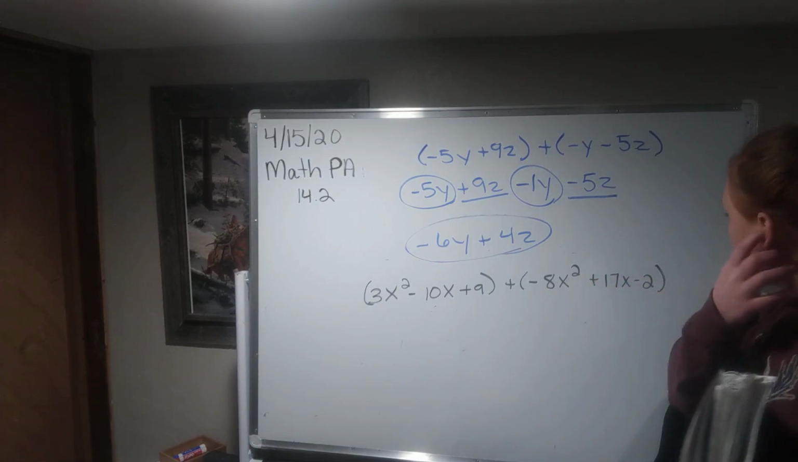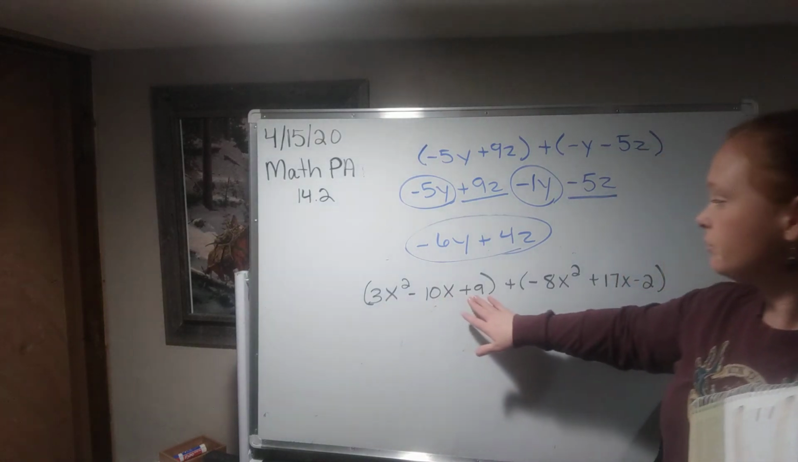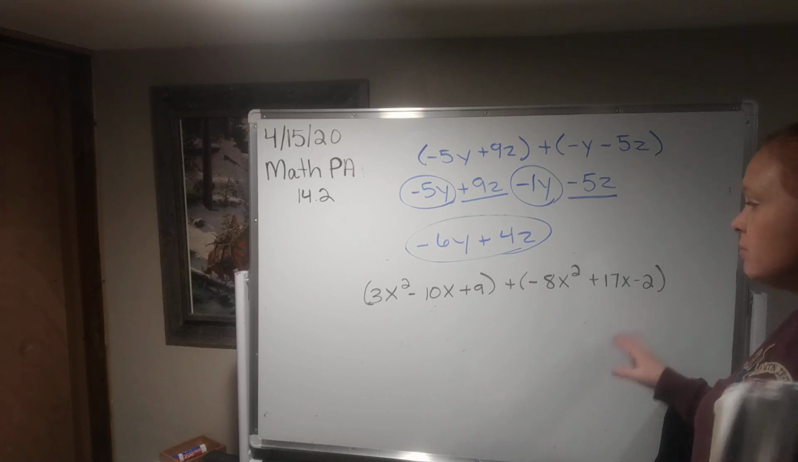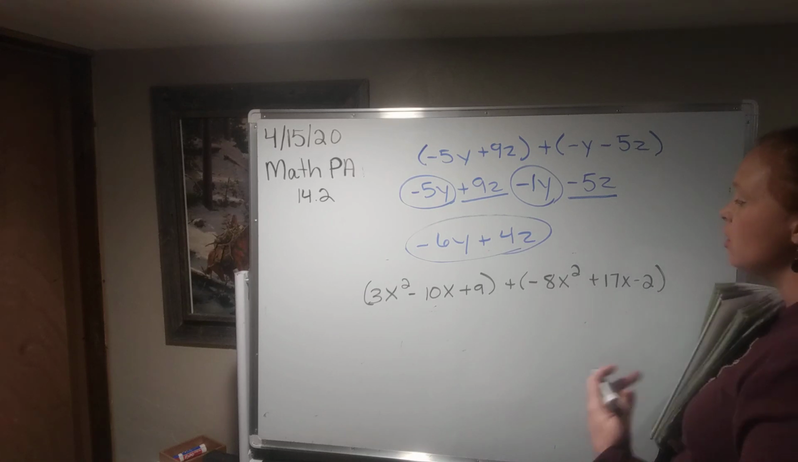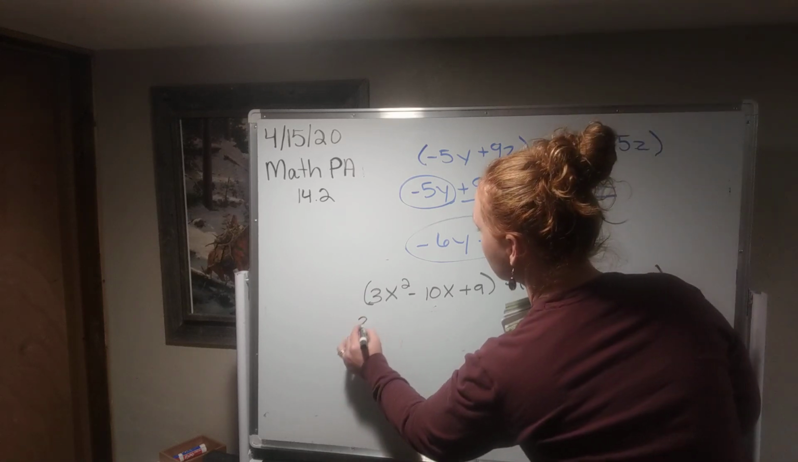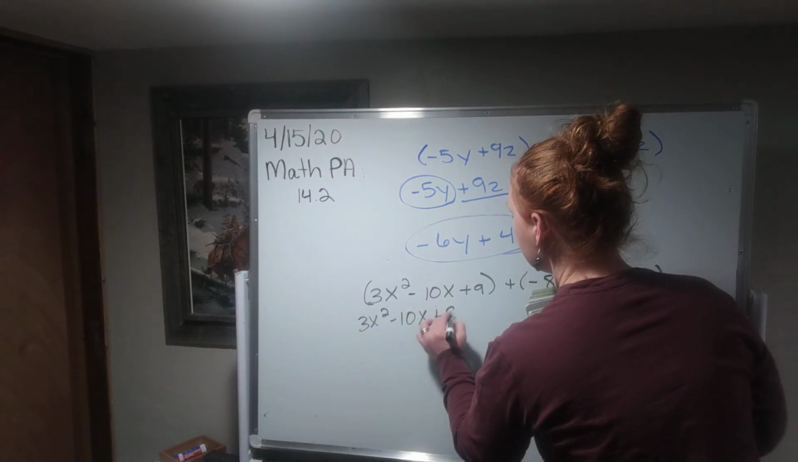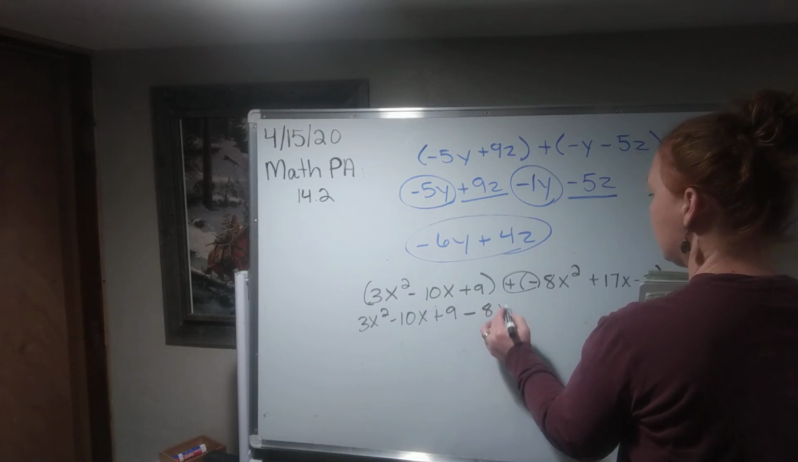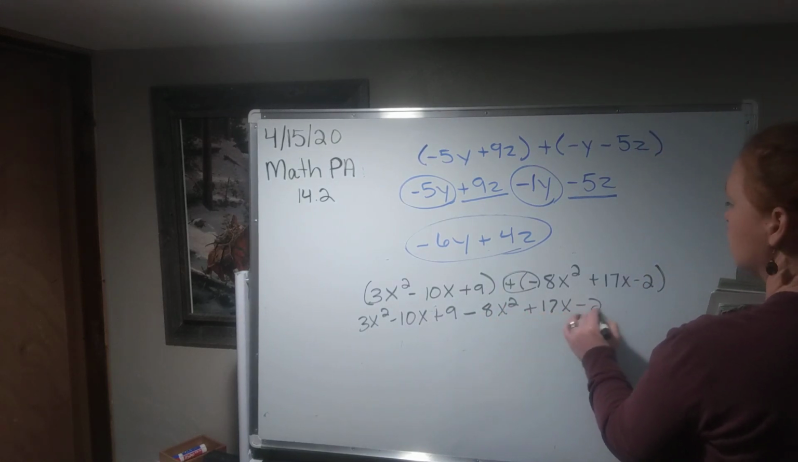Okay, so can we combine anything inside of our parentheses? Hope you said no. There's none that are like terms. I have a positive here and a positive here, so I can drop those parentheses. 3x squared minus 10x plus 9. Positive and a negative, so minus 8x squared plus 17x minus 2.